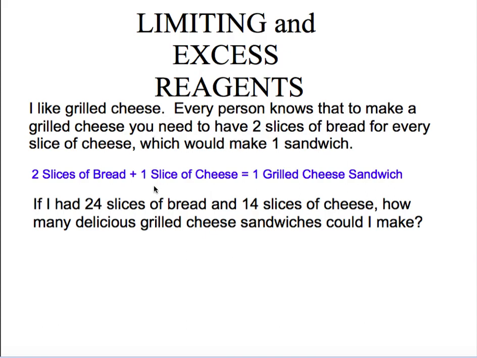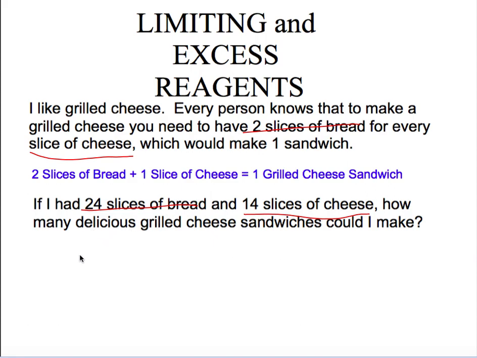So to get started, I'm a big grilled cheese fan. Everybody knows if you want to make grilled cheese, you need 2 slices of bread and 1 piece of cheese to make a sandwich. So if I had 24 slices of bread and 14 slices of cheese, how many grilled cheeses could I make?